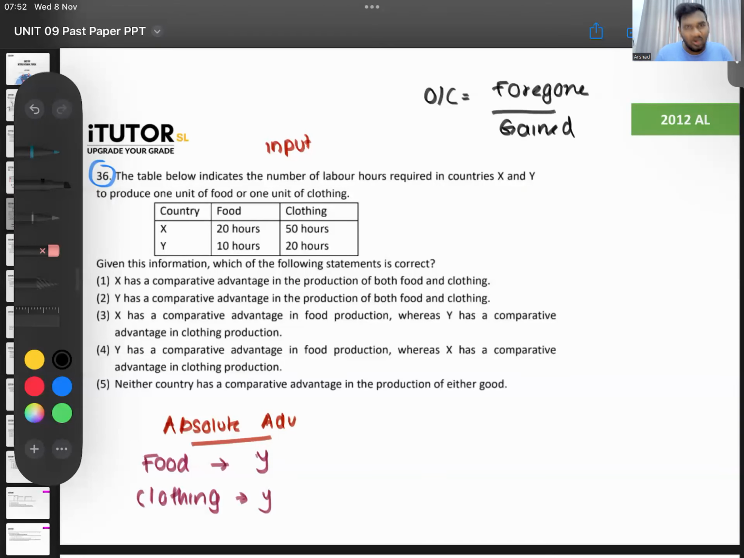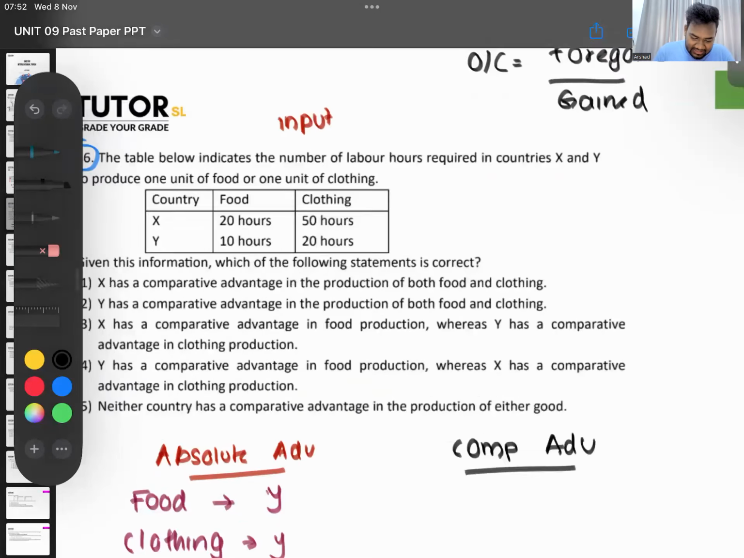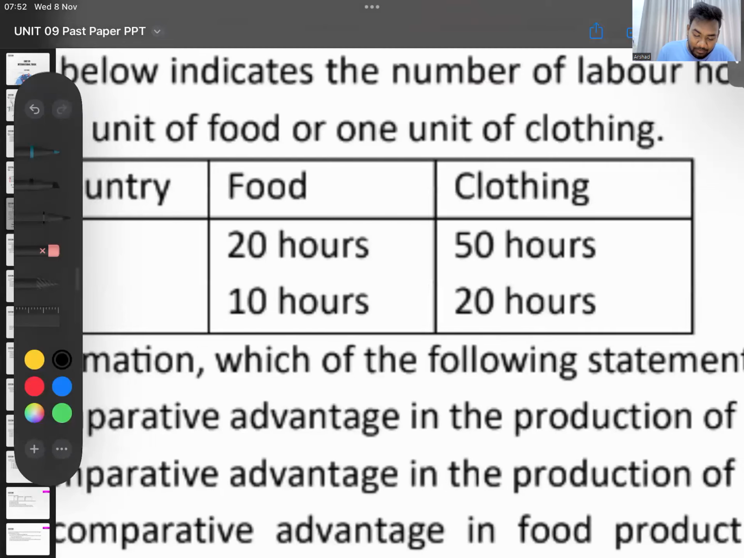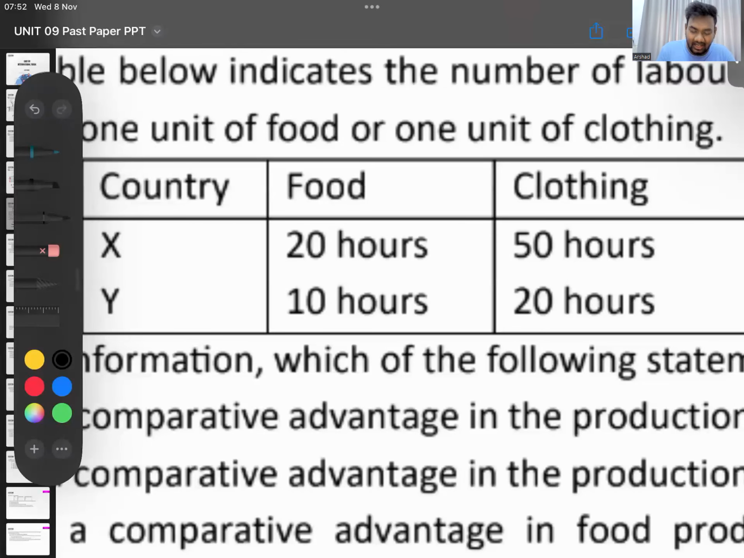But you can use a shortcut here. I'm hoping your teachers would have taught you all that. Some of the teachers would have shown the shortcut without saying there is a proper method. Shortcut to find this, I will just zoom in a little. If you want to find the opportunity cost of producing food in country X, take this 20, divide it by how much labor they need in country Y.